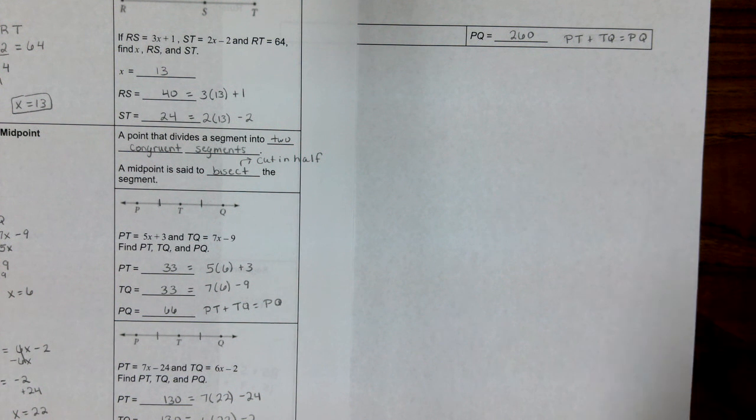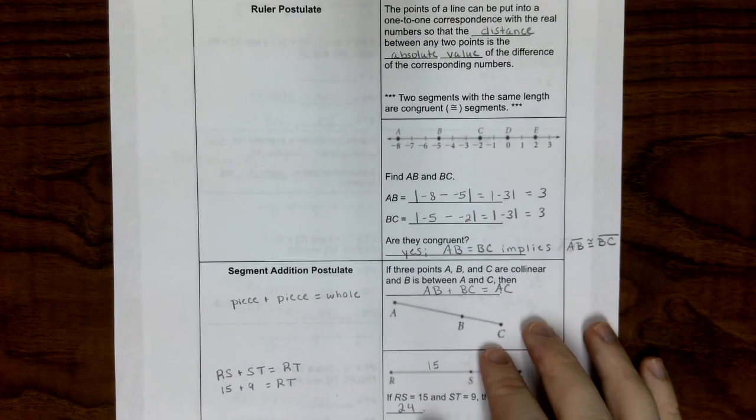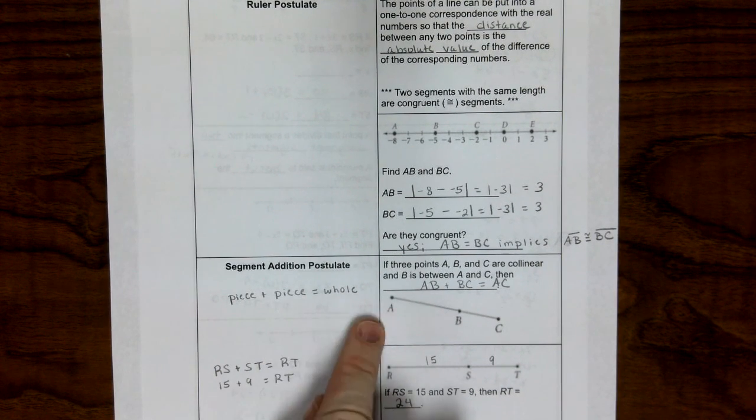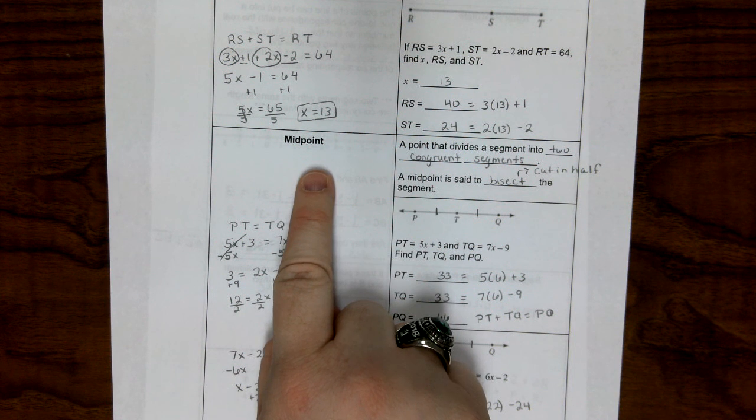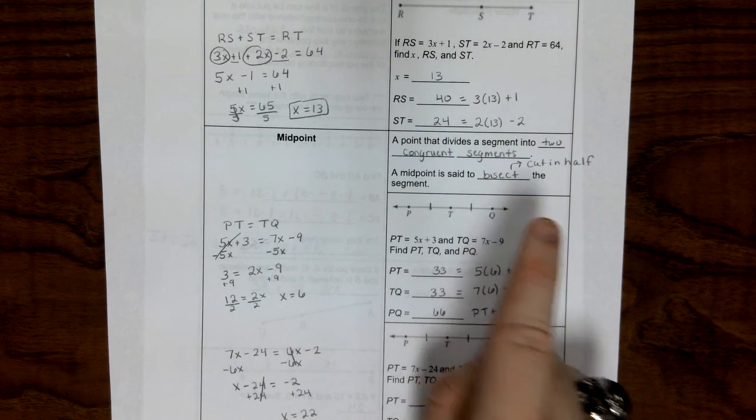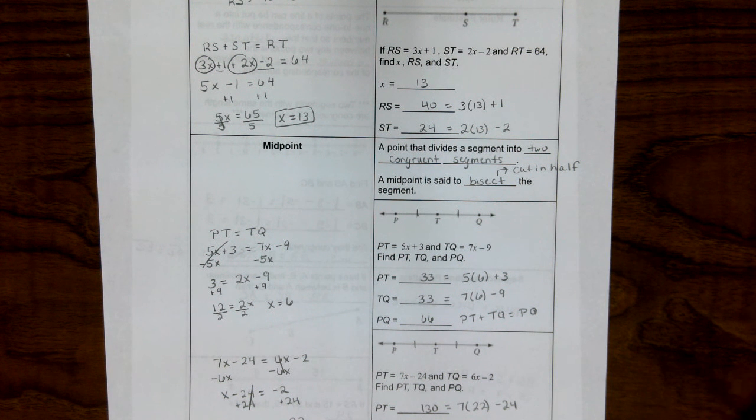All right. That's all there is for measuring segments, so it's real easy, I think, relatively. You've got your ruler postulate. You have your segment addition postulate: a piece plus a piece equals a whole. And then you have a midpoint where your two pieces are equal to each other now. Okay? So please watch this video before you start your homework. And that's all I have.